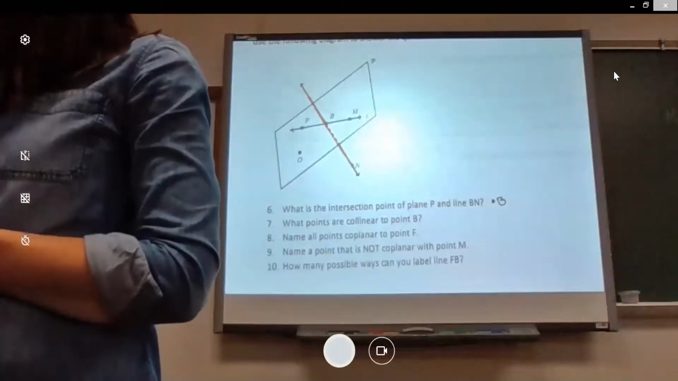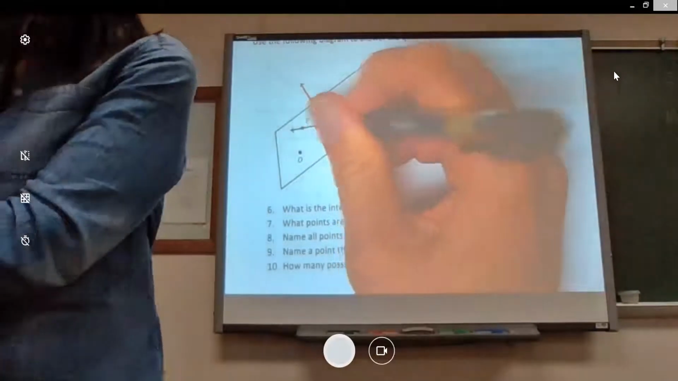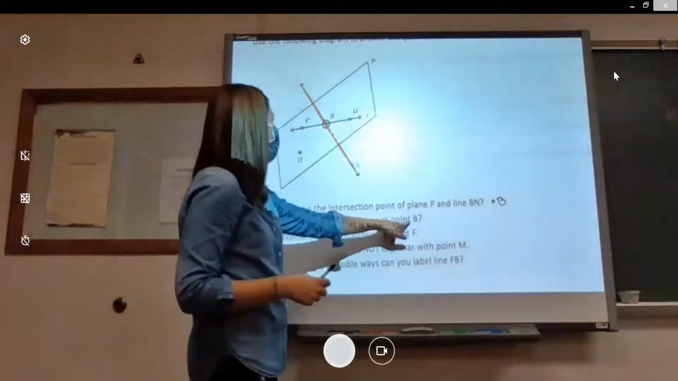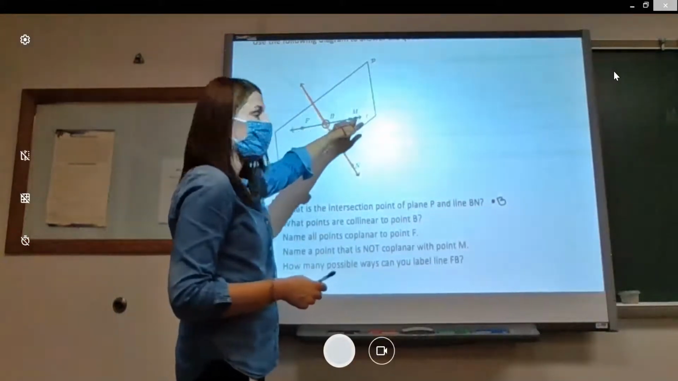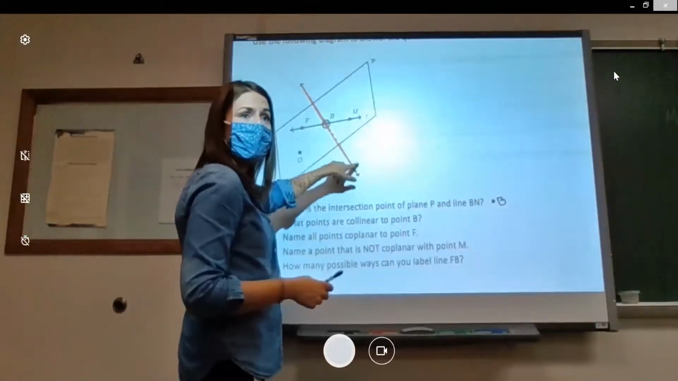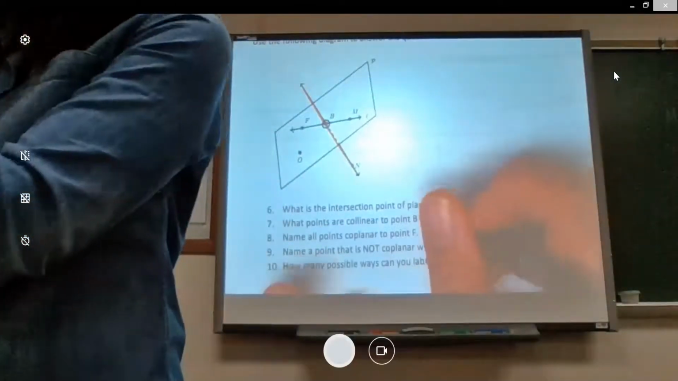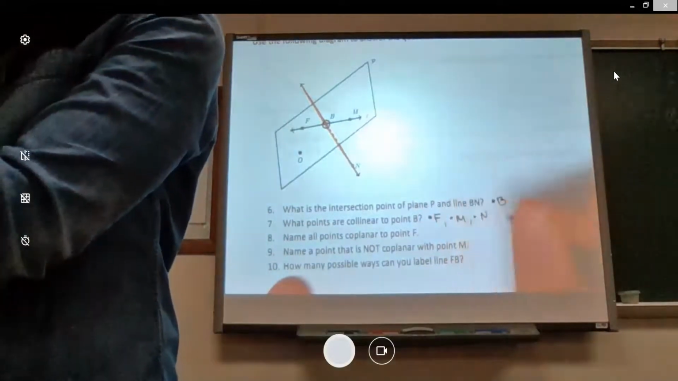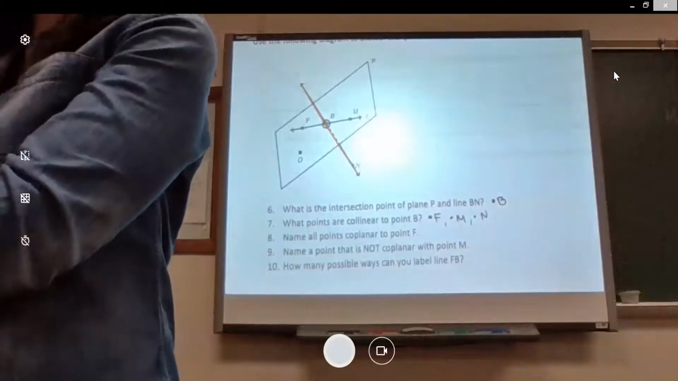What points are collinear with point B? So this is a little bit of a tricky question because B is on more than one line. So points that are collinear with point B, well, F and M are collinear on this line, but N is also collinear with point B on a different line. Okay, so we should have all of those there. Any of these points we could say are collinear with B. They are on the same line as B.